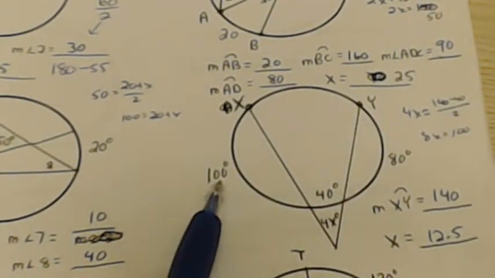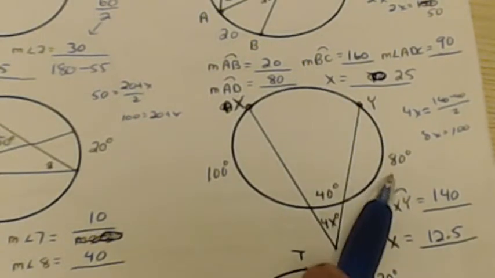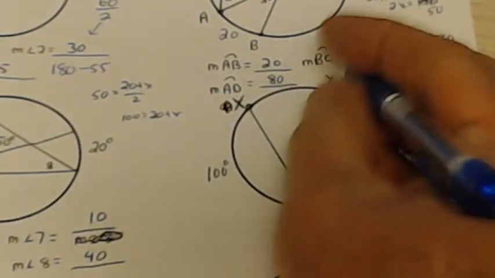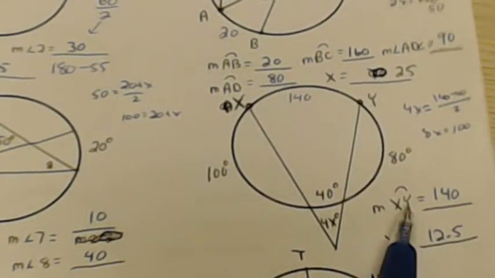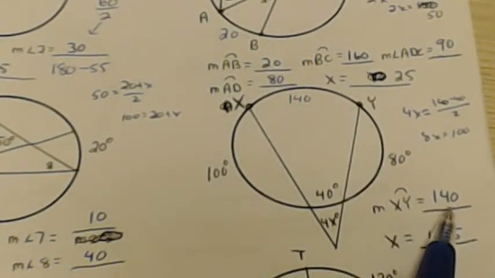So if I add together 100 plus 40, that's 140, plus 80 is 220. That leaves us 140 degrees for the arc we didn't know. In fact, that's the answer. Measure of arc xy is 140.